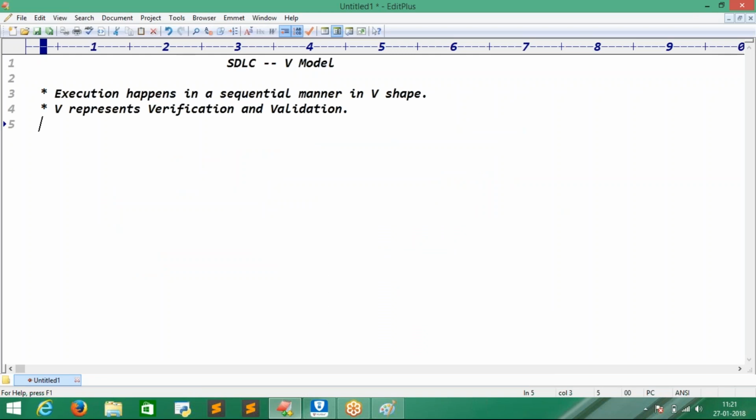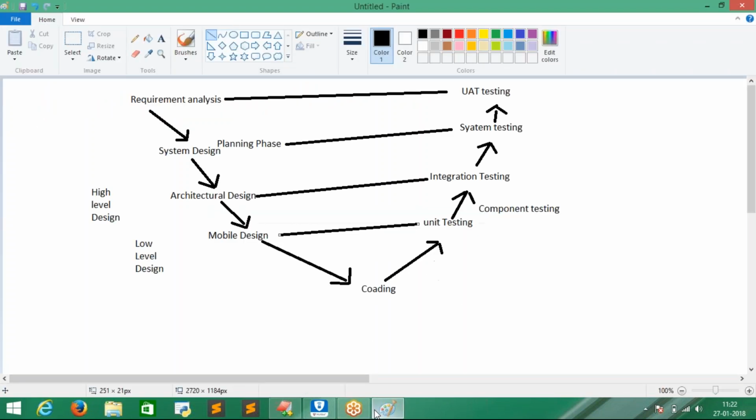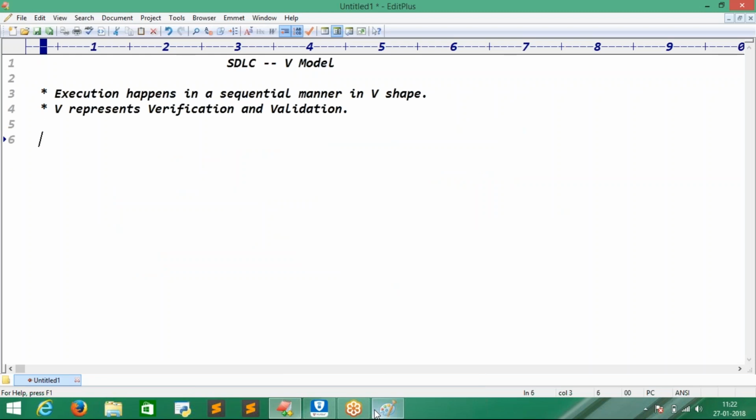Next, in the V model we have seen the corresponding testing phases, with respect to how development and testing can occur simultaneously. Now when I'm talking about the requirement phase, what do you mean by the requirement phase? Here we have requirement analysis. What do you mean by requirement analysis?